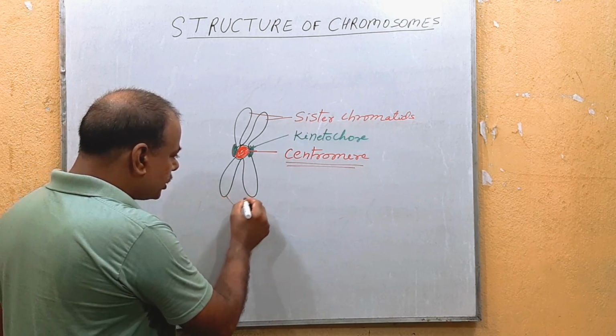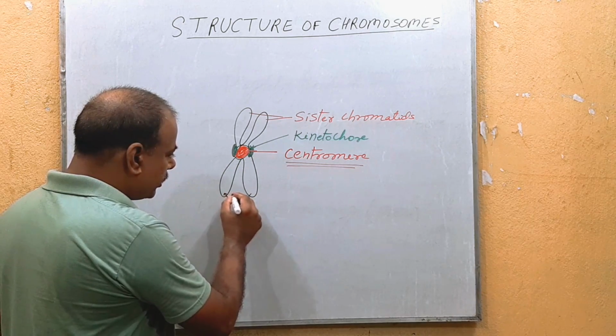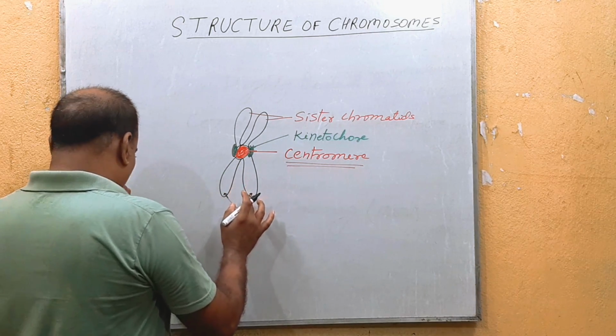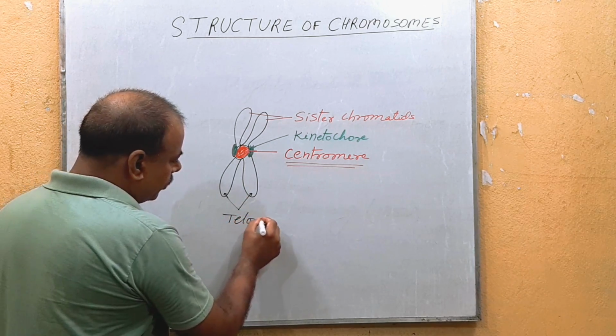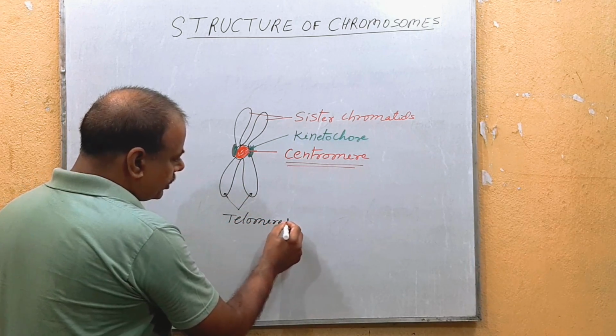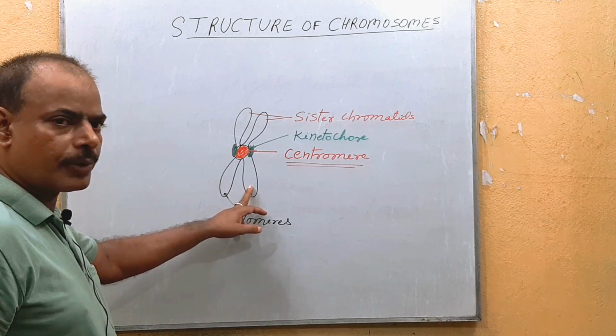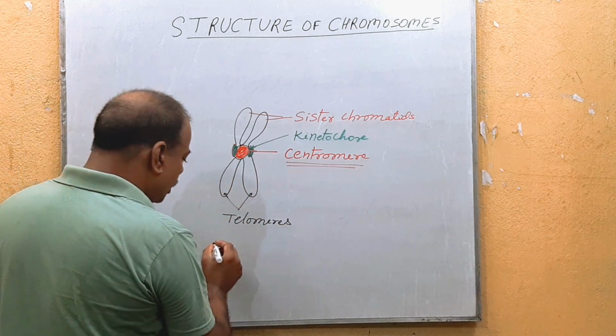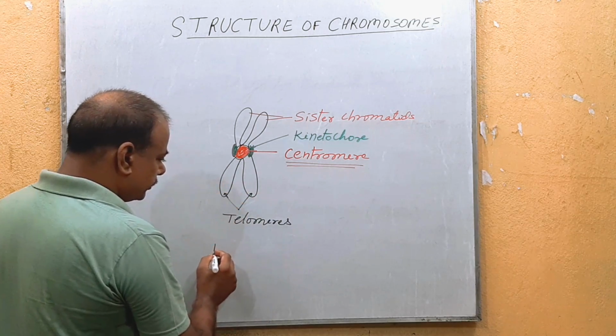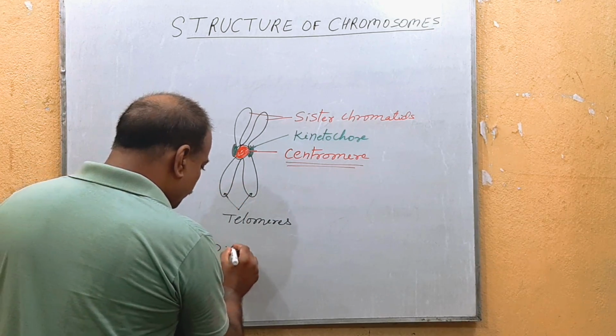Here these two structures, the apex of each chromatid, are known as telomeres. So telomeres are the apical parts of each chromatid. In this way, you can say this is the diploid chromosome.